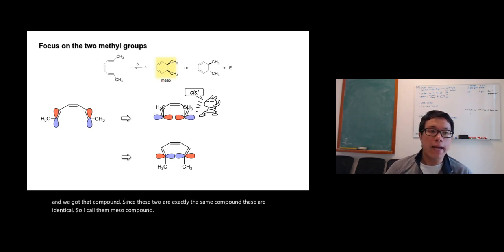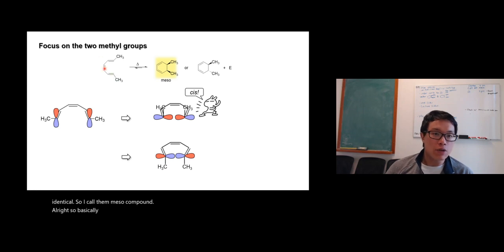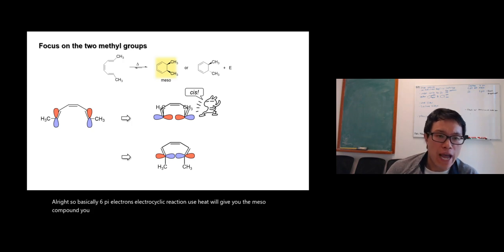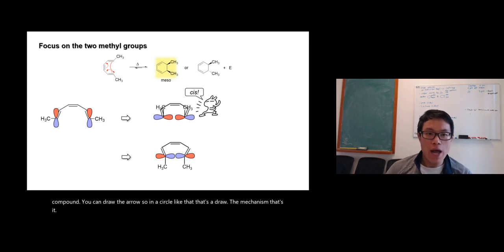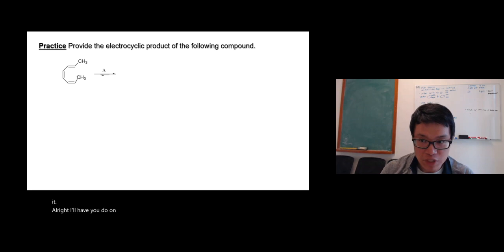All right. So basically, a 6 pi electron electrocyclic reaction using heat will give you the meso compound. You can draw the arrows or a circle like that. That's how you draw the mechanism. That's it. All right. I'll have you do this one on your own and then check with me.